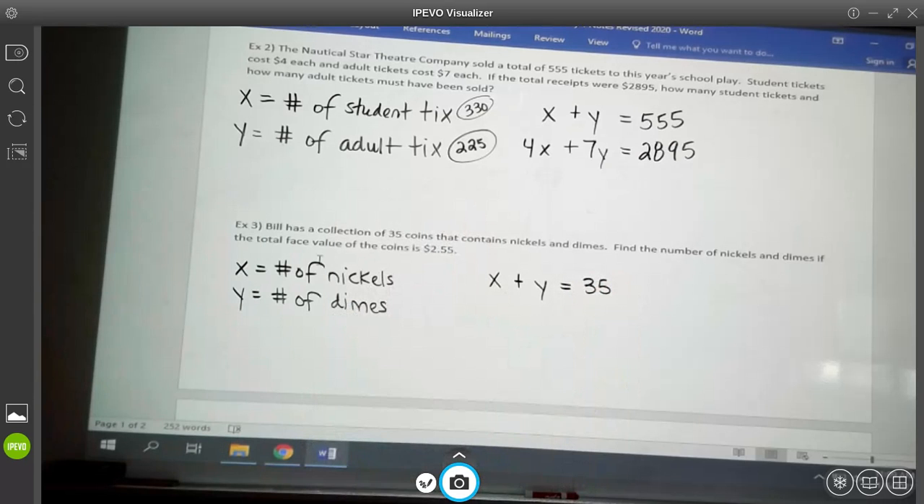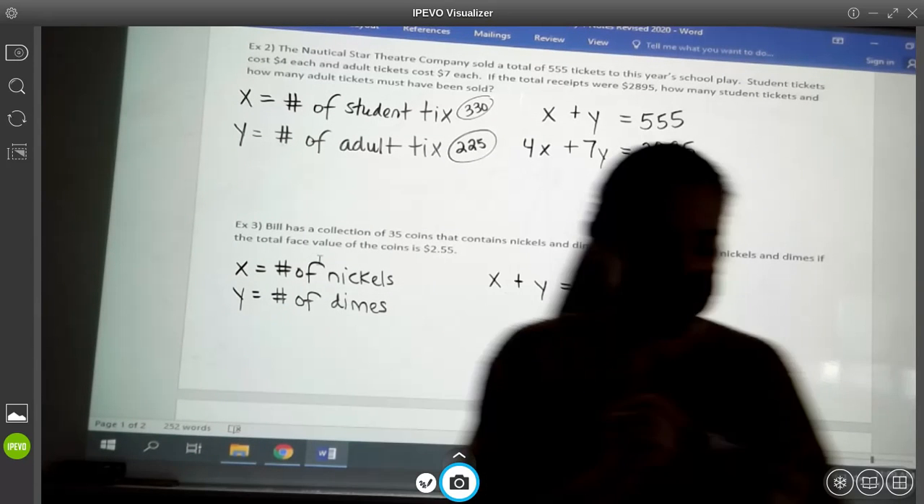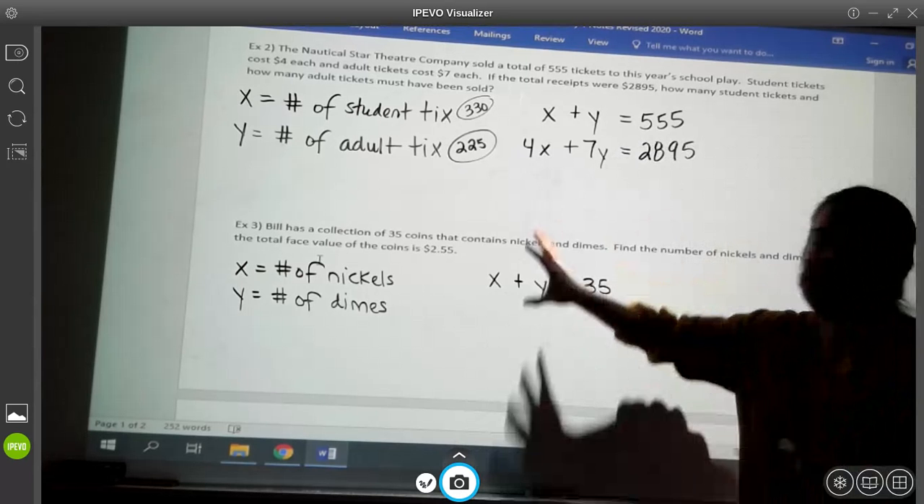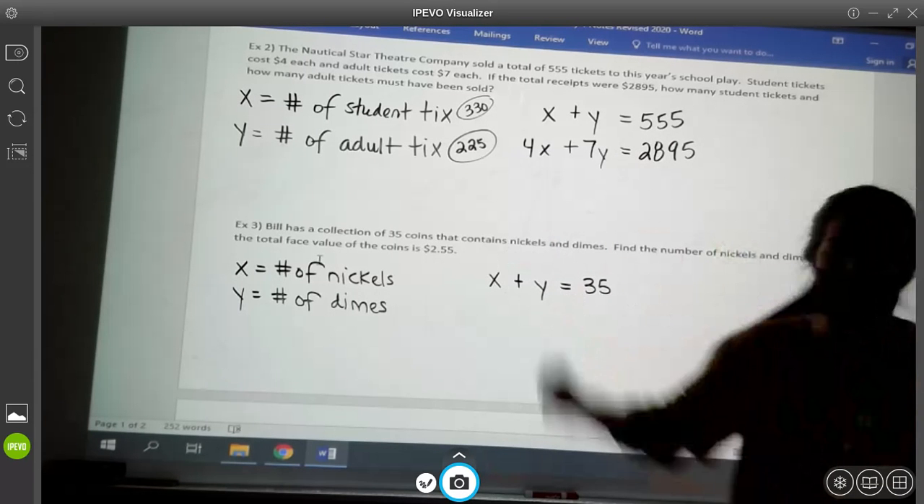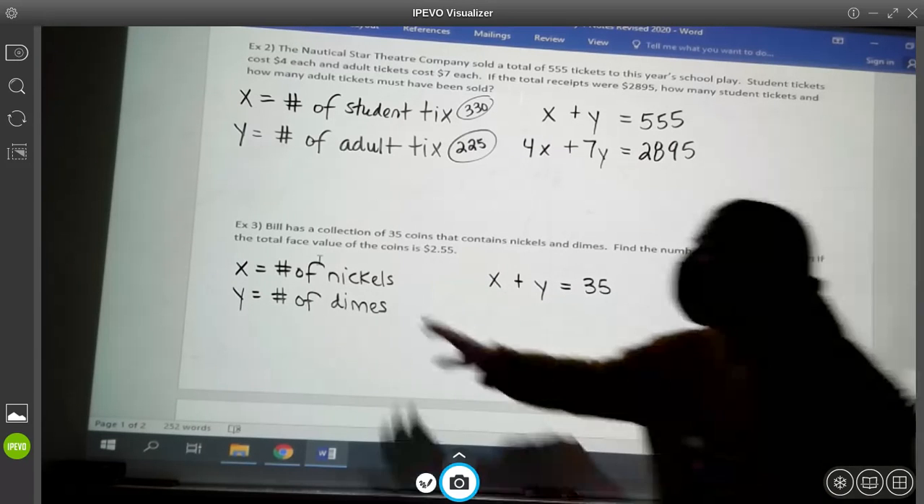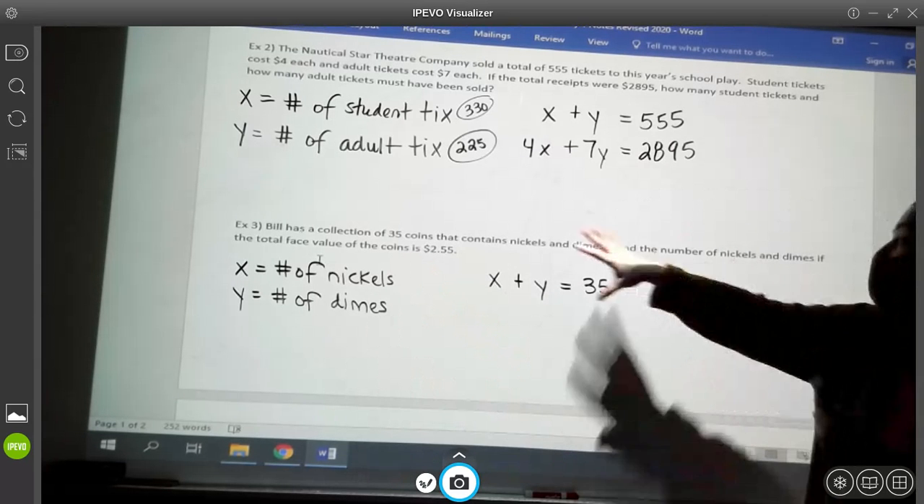Now we have to bring the value of these coins in. And guys, here's the problem. Most of the time in math, the numbers that you use are written somewhere in the problem. But in a coin problem, they just expect you guys to know what a nickel is worth and what a dime is worth. So they're not going to write those numbers in the problem for you to use. You just have to know it. All right, so guys, let's bring the money in.